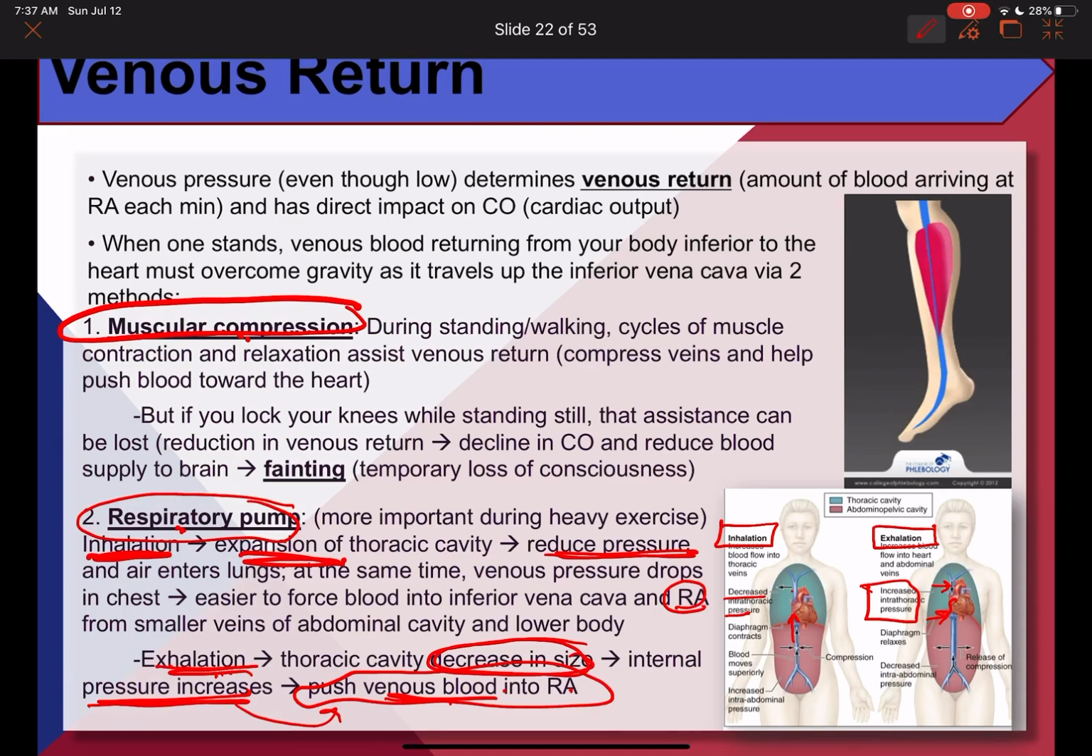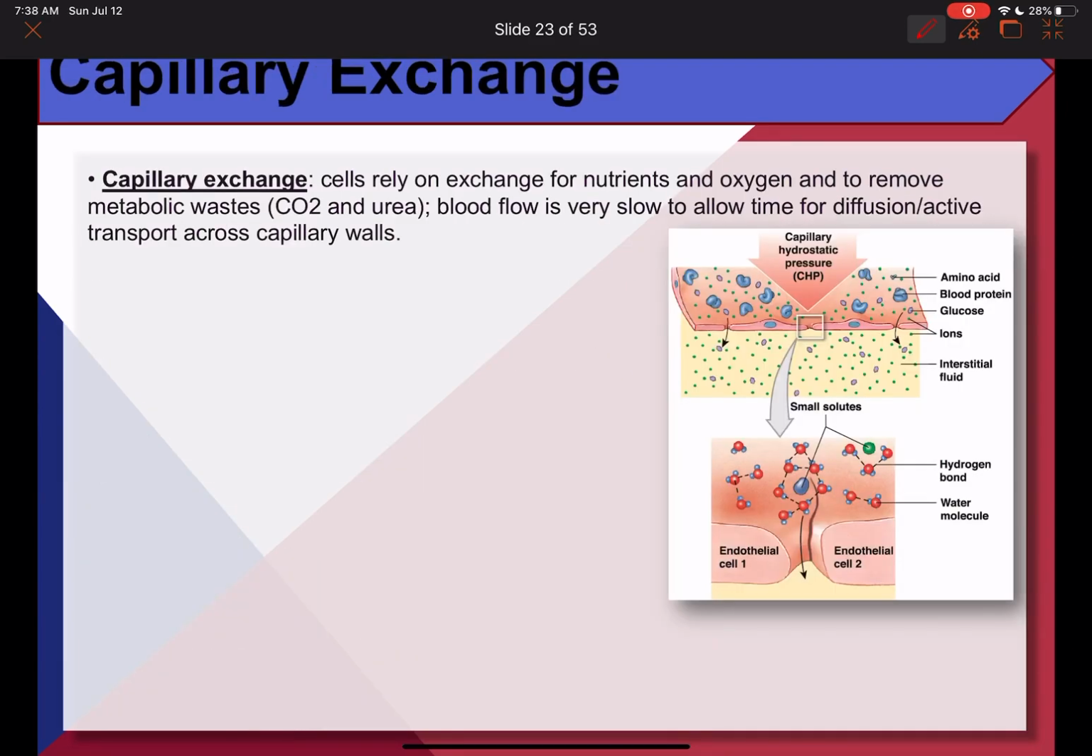So in a sense, altogether, you have three things helping with venous return: the existence of valves, muscular compression, and your respiratory pump. Three things. Make sure you understand how these three things work.